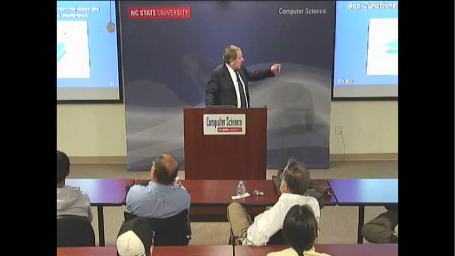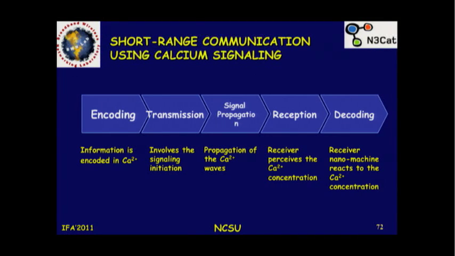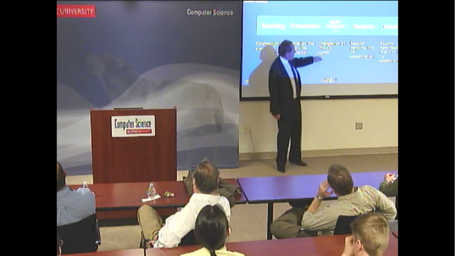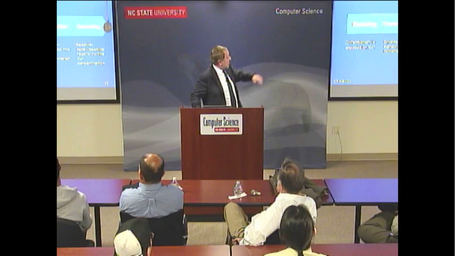Okay, so calcium signaling is the same way. They are using calcium signals. There are so-called gap junctions here, as you can see. And the steps are the following. How can I encode the information in calcium ions? And how do I initiate the signaling? And how do I propagate these calcium ion waves? And then how are they received by the receiver, and how will these calcium ions be decoded and evaluated at the receiver site? So these are all open questions also.